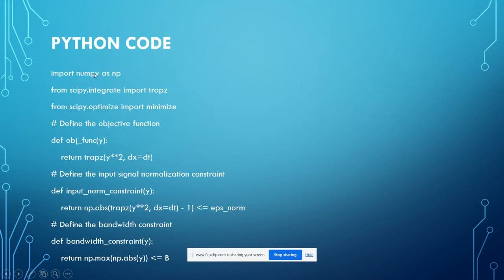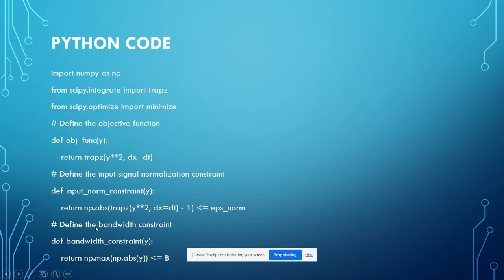So here we are importing NumPy for mathematical computation, and SciPy for optimization techniques, and we are importing trapz from the SciPy library for integration. So let's define the objective function. The objective function is the integral of y square dt, and the input normalization constraint, which is x square equal to 1. Here abs means absolute value. This is less than a certain value, let's say constant epsilon.